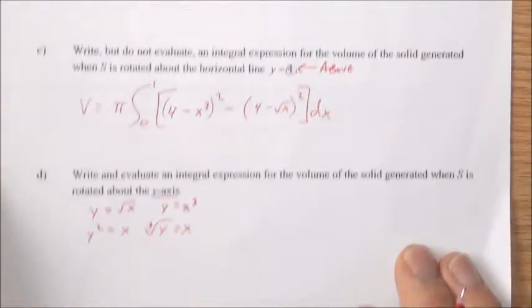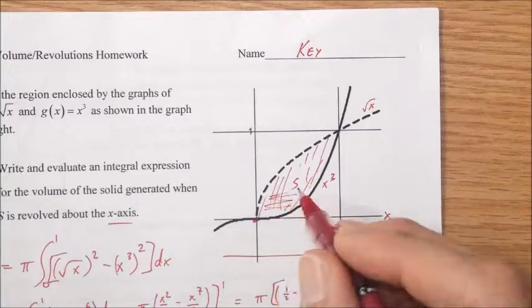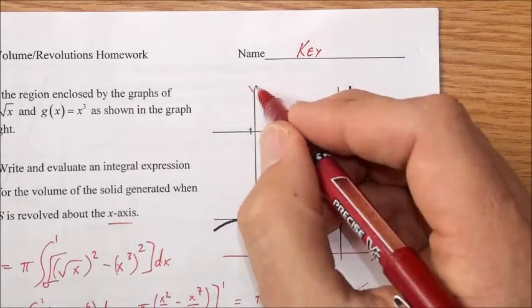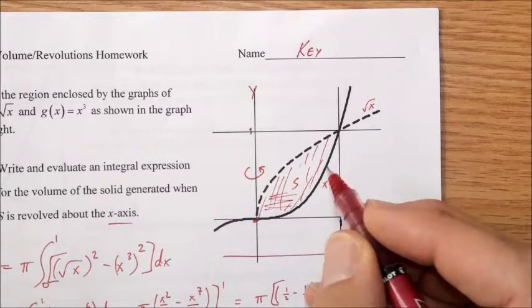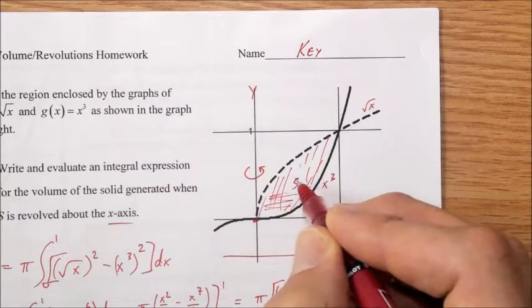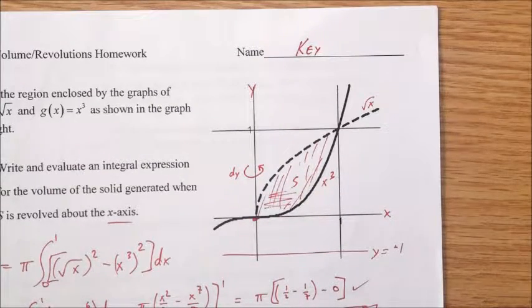Okay, so now let's go back to the picture for a second. We're still looking at the same region, except this time we're going around the y-axis. So because we're going around the y-axis, the little height of our washers is going to be dy. That's why we had to change everything in terms of y.